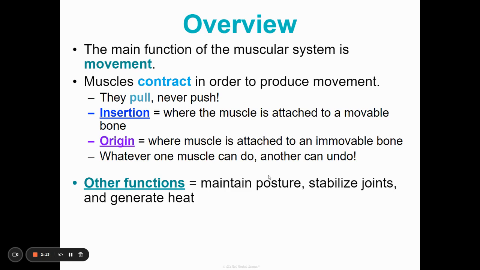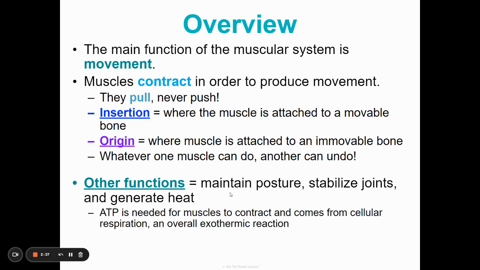So some of the other functions of muscle that might not be the thing that you think of right away is that your muscles are maintaining your posture and stabilizing your joints, helping you to move, obviously, but also just like stay erect when you're sitting or stay upright when you're sitting. But one of the functions that I think gets overlooked a little bit is that your muscles are the main source of our body heat.